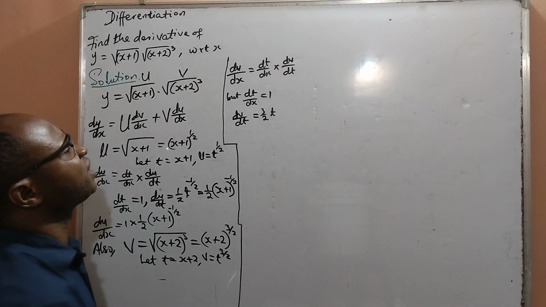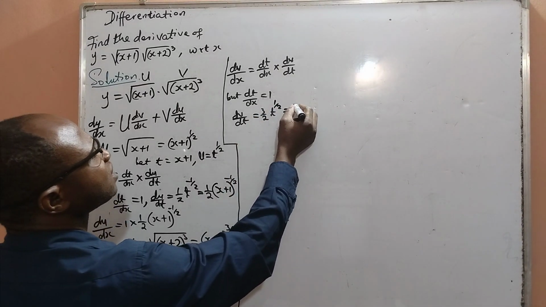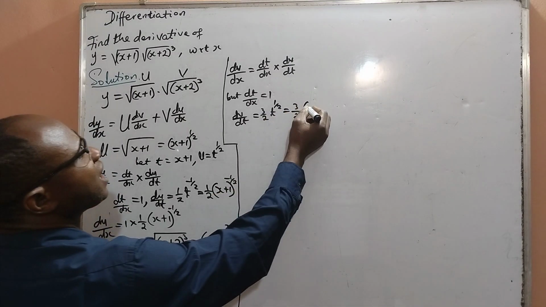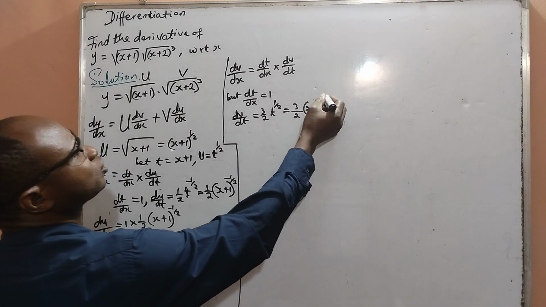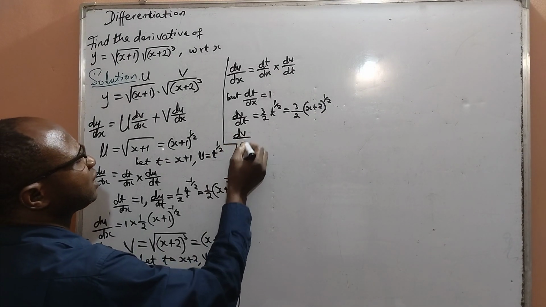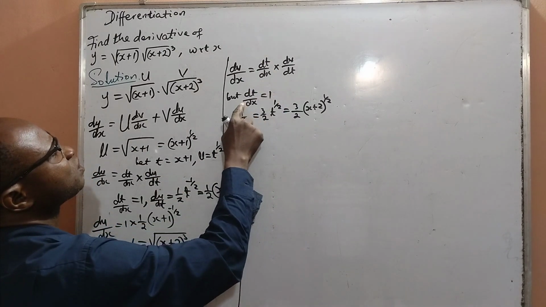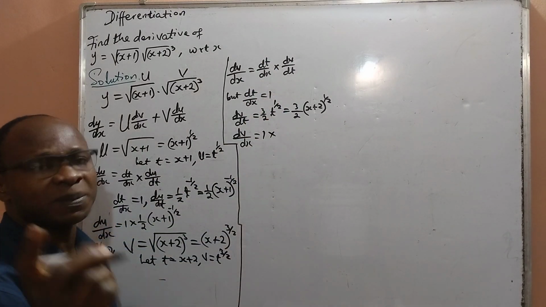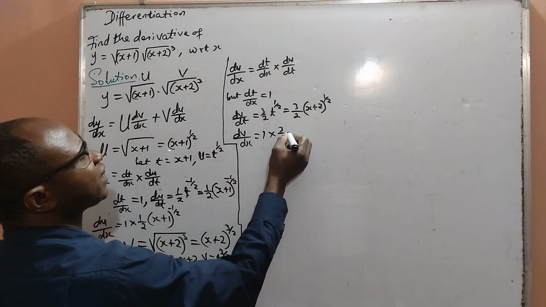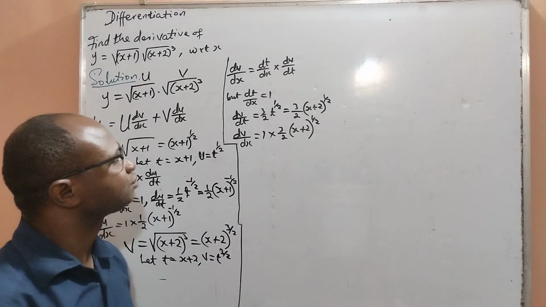So if I subtract 1 from it, I will have left half, which is the same thing as 3 all over 2 into t, and t is x plus 2, then to the power of half. In conclusion, dv/dx, which is inside my formula, can now be written as dt/dx, which I got here to be 1, multiplied by dv/dt, and dv/dt is gotten to be 3 all over 2 into (x plus 2) all to the power of 1 over 2.